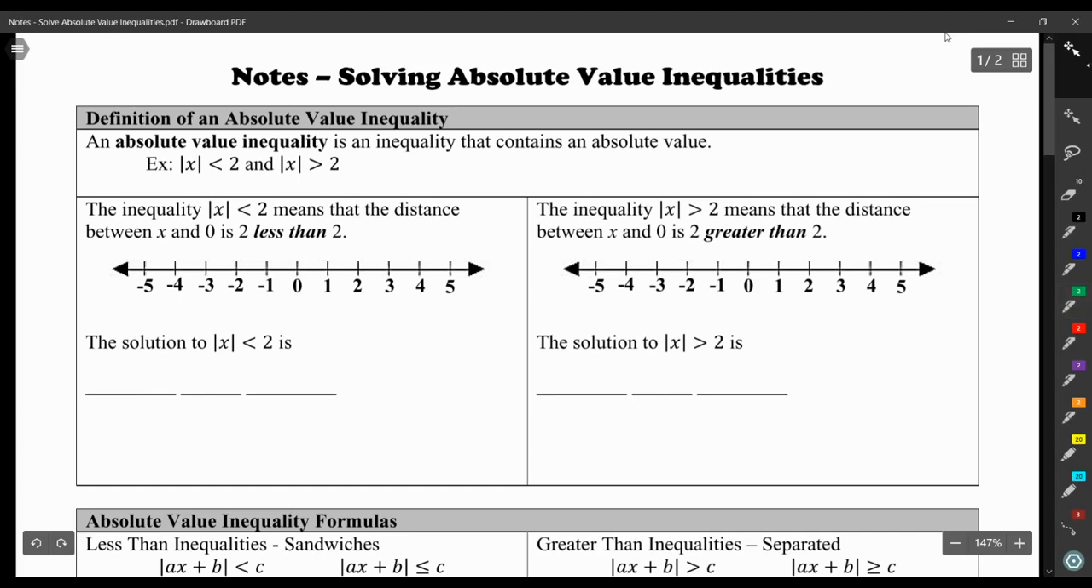Absolute value inequalities. So an absolute value inequality basically has a less than, a greater than, a less than or equal to, or a greater than or equal to sign instead of an equal sign. So let's talk about what they mean.